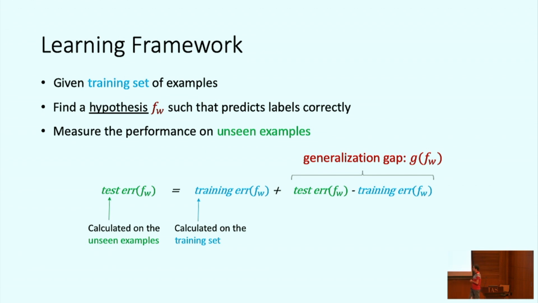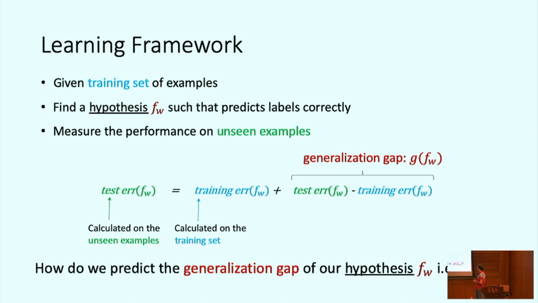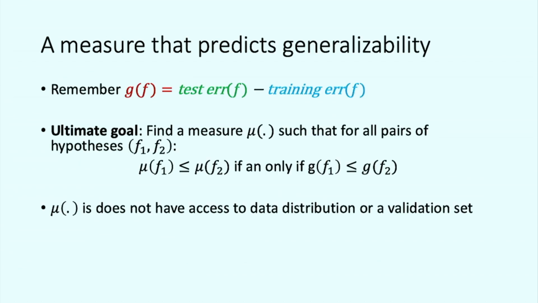Because if we were just minimizing training error, we could just memorize everything. This is what the generalization gap is, and what makes it really difficult. We want to understand what kind of networks generalize better. So how do we predict the generalization gap of a hypothesis? What's the best way to predict if a hypothesis is going to generalize or not?